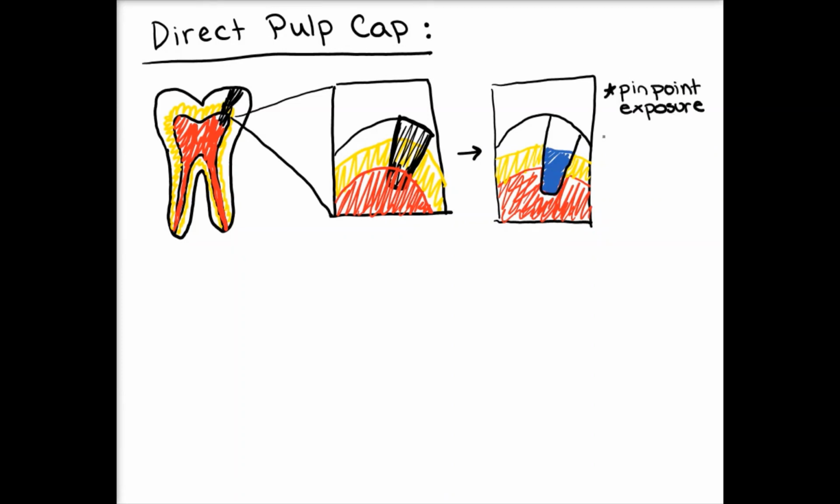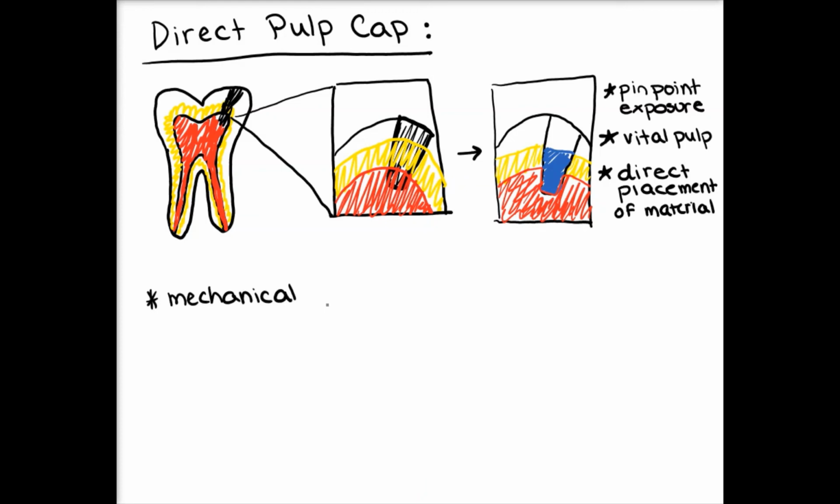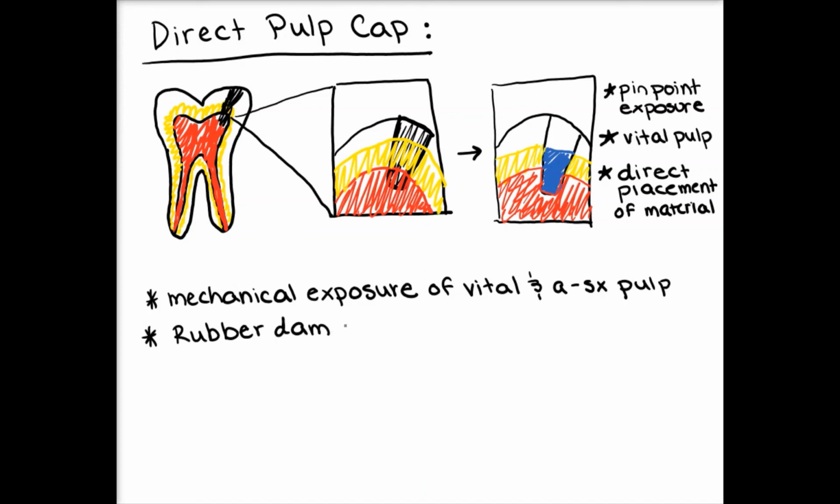Direct pulp caps often involve pinpoint exposures of vital pulp and always involve the direct placement of material onto vital pulp. It's necessary for the tooth in question to be isolated via rubber dam and for any bleeding to be controlled so that the capping material may be placed before restoring the tooth.